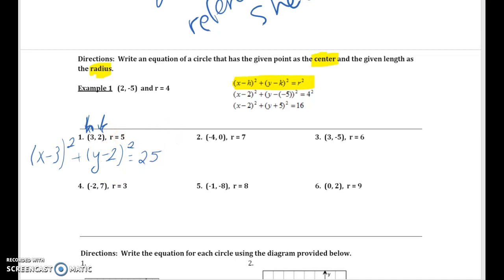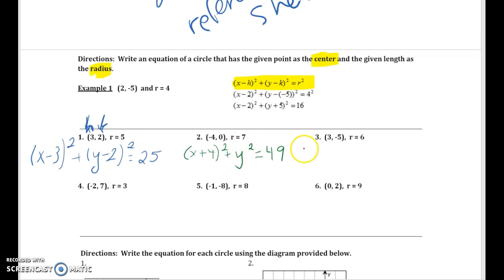5 squared is 25. So for number 2, we take the opposite of what we see. Since it's a -4, that will be a +4. We would have y minus 0. That's going to just leave y. So y squared equals the radius squared. 7 squared is 49.